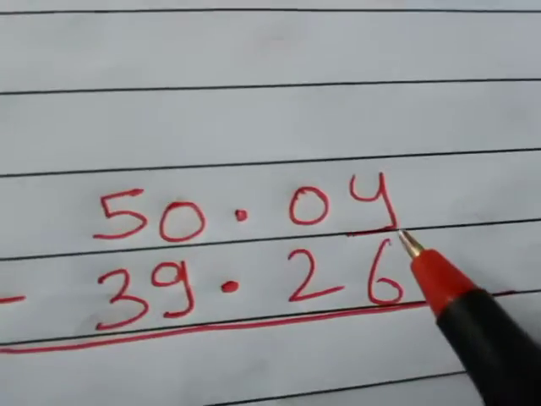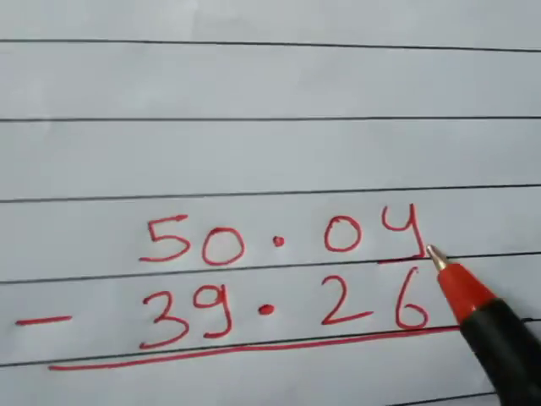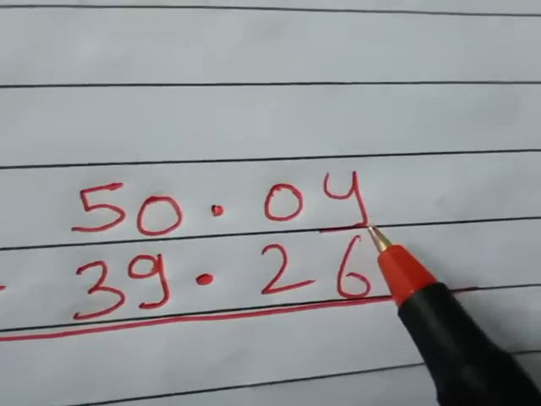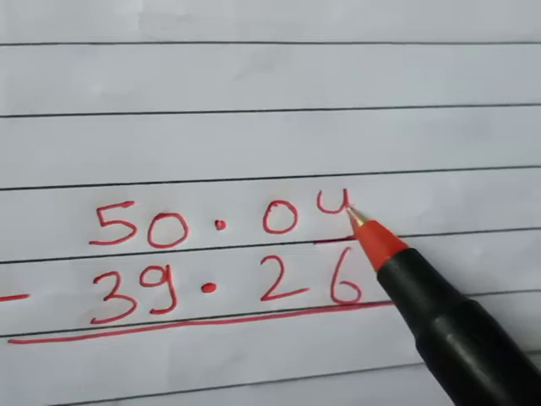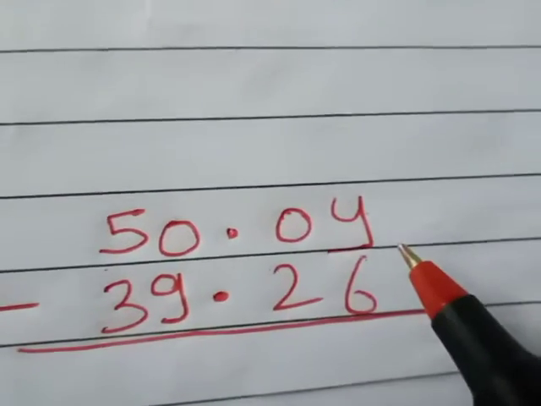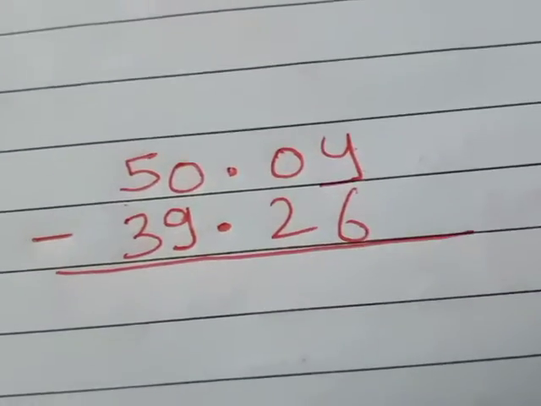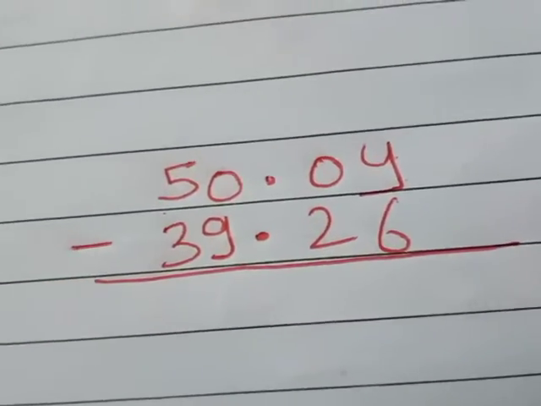So now how to subtract, you see. This is 4 and this is 6. Can 6 be subtracted from 4? 6 cannot be subtracted from 4. Therefore, this 4 will borrow 1 from the other side. So when 4 borrows, 4 will become 14, and then from that 14 we will subtract this 6.